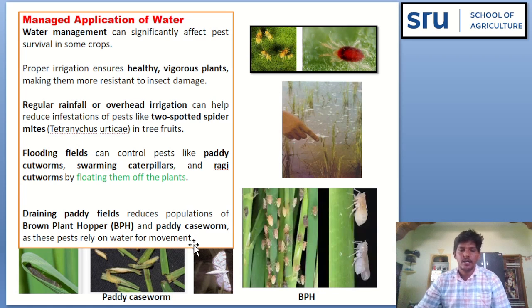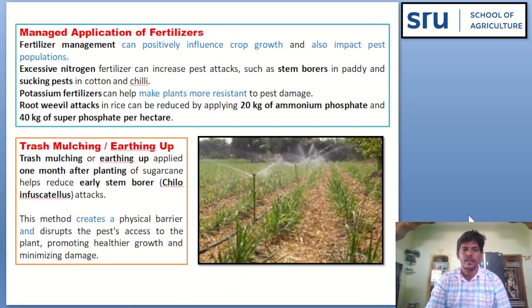Next, drainage of the paddy field helps in managing the brown plant hopper and paddy caseworm, as these pests rely on water for their movement. So we are drying the paddy field, therefore they are automatically managed without use of any chemical pesticides.